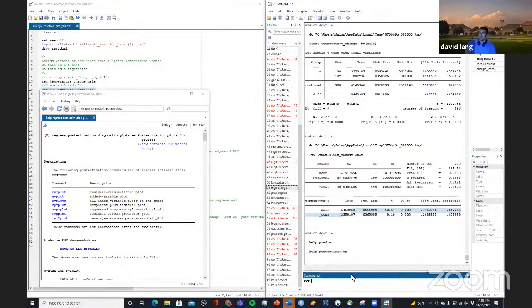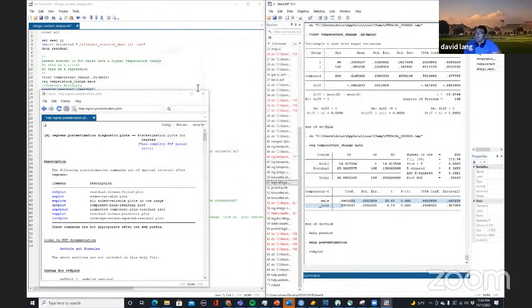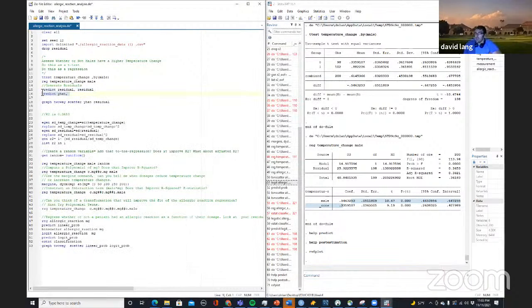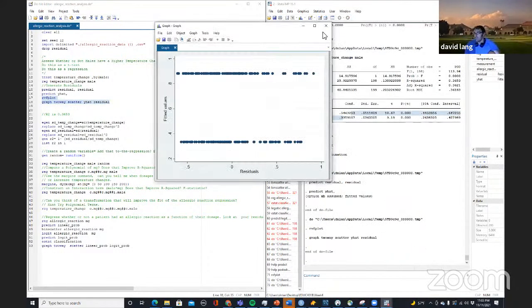So I've been having you do these plots manually, but you can also do a residual versus fitted plot specifically. So there are commands for that that are also nice diagnostics that you can use. So let's add that into our code as well. And you can do it either of these ways.